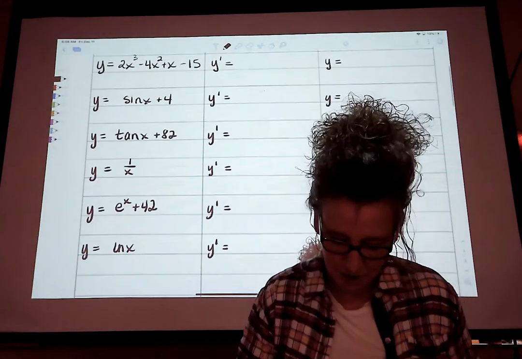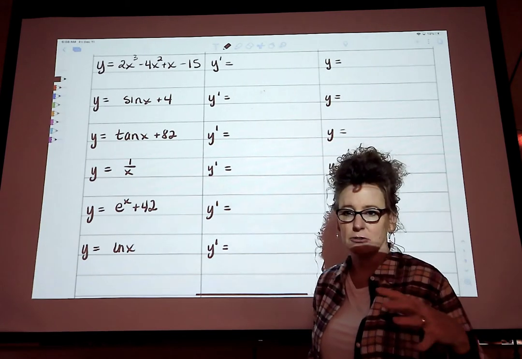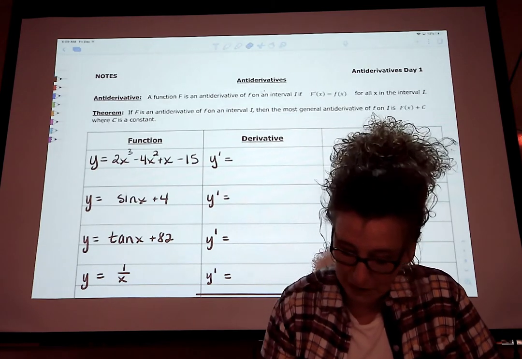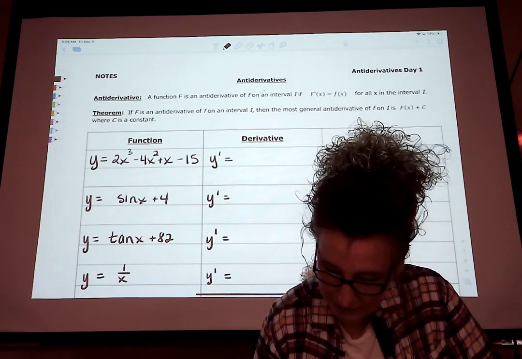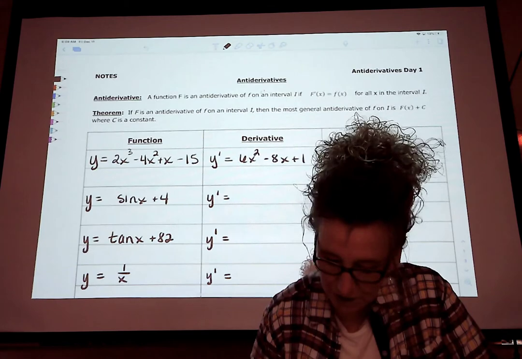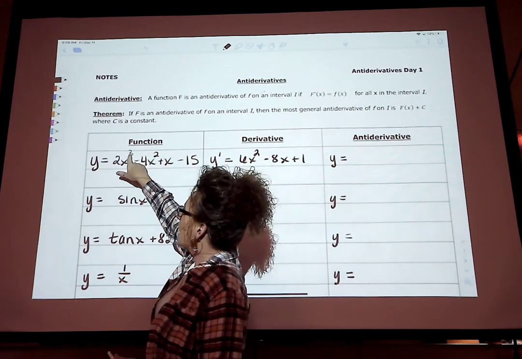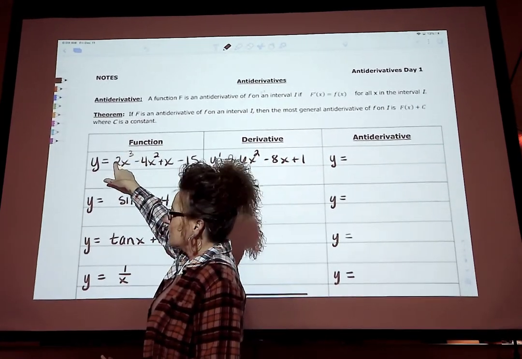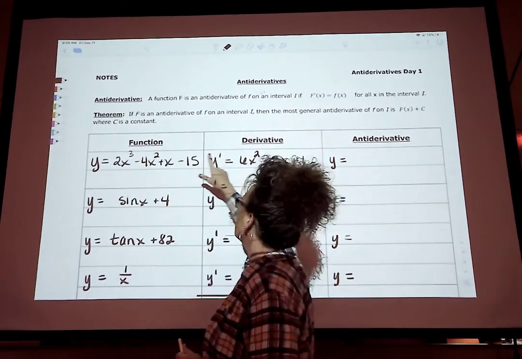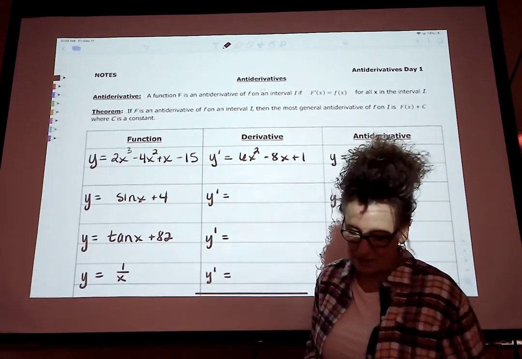So I have a page basically of functions, and we're going to first refresh and do a simple derivative on each function. The first one is a polynomial. When I take the derivative, I'm going to power rule it. So I get 6x squared minus 8x plus 1, and the derivative of a constant is 0. Keep in mind, when I'm taking a derivative, I bring my exponent down to the front and multiply. Then I lower my exponent by 1. That's a simple power rule derivative.